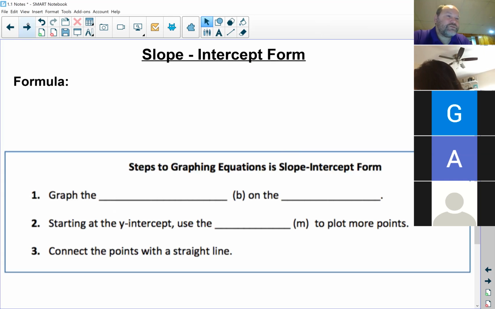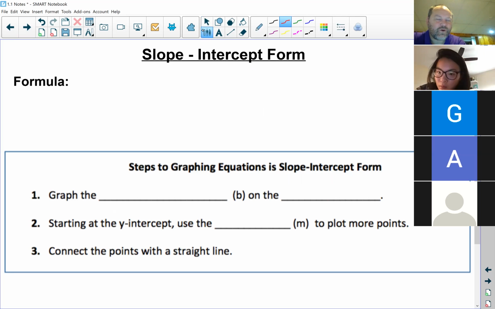One of the most recognized equations for a line is called slope-intercept form. I know a lot of students, when you ask them, well, what's the equation of a line, they'll give this form as their definition. And that formula is y = mx + b. Called slope-intercept form because m is the slope and b is the y-intercept.